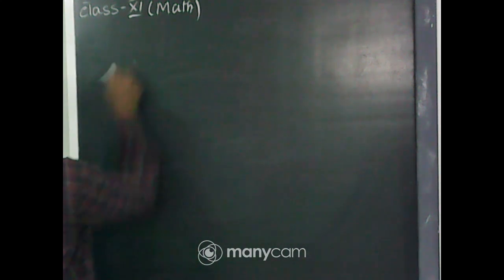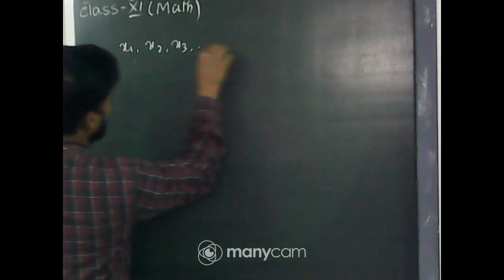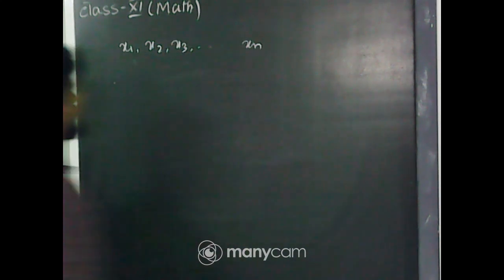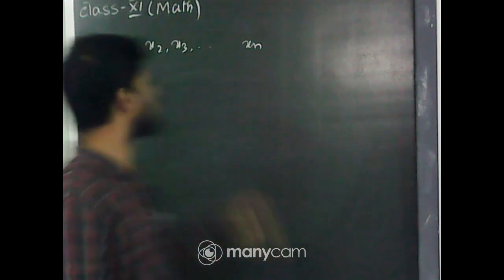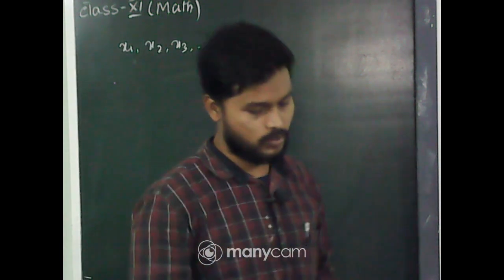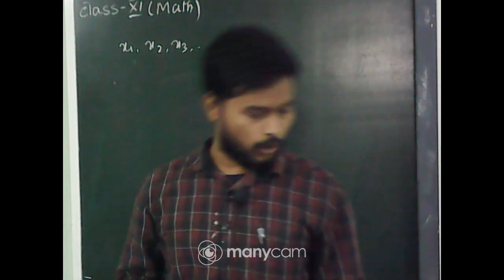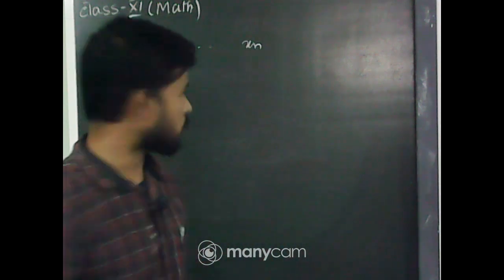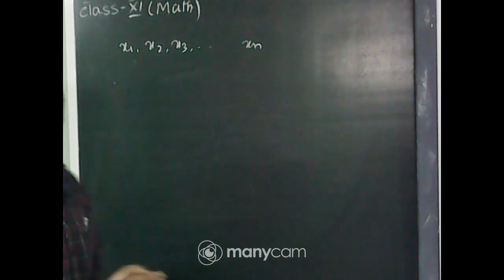of a variable, suppose x1, x2, x3 and xn. So initially we have n distinct values x1, x2, x3 and xn, discrete values having no frequency. We have to find the absolute mean deviation of this data about mean. So how to find the absolute mean deviation about mean? First we have to find the mean of this given data.